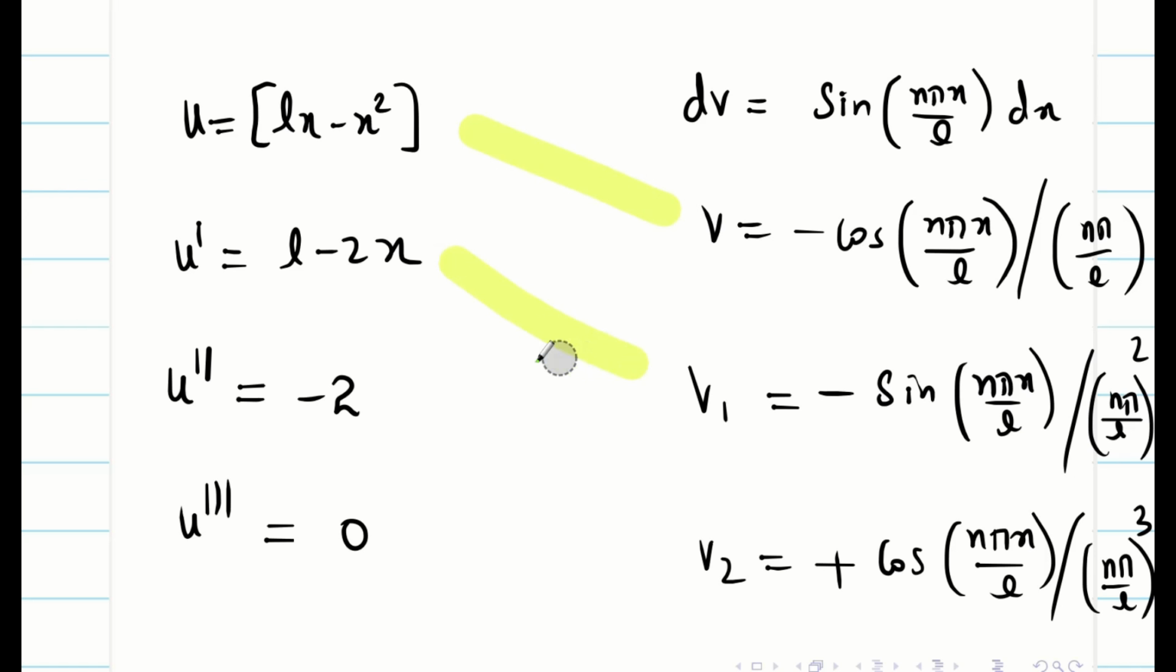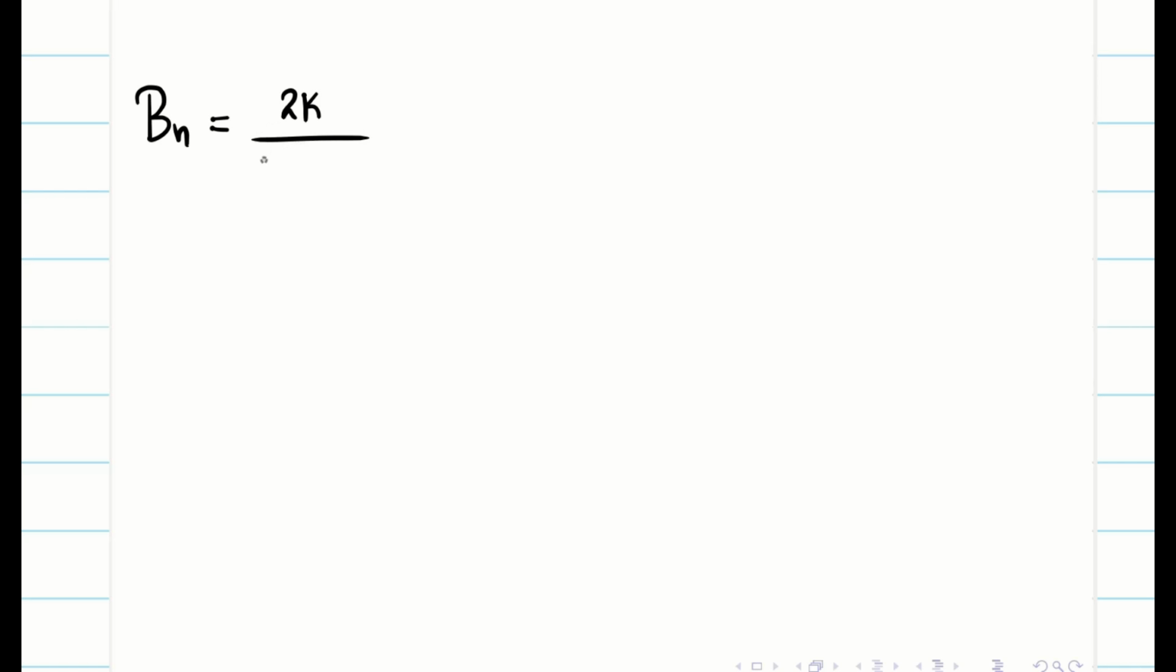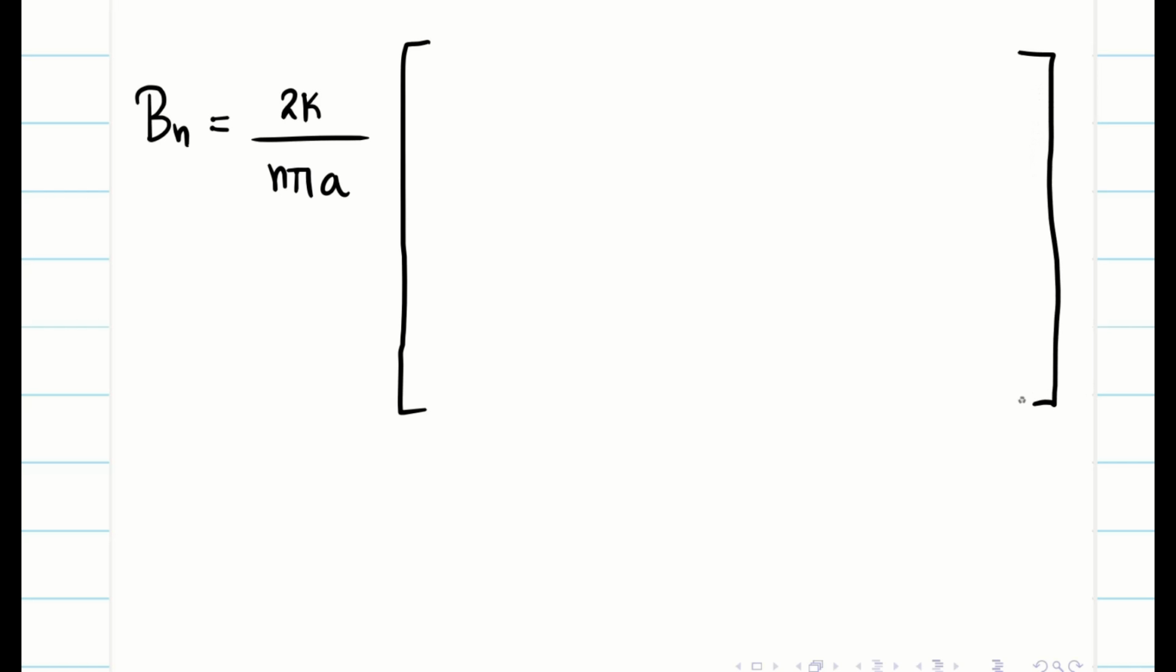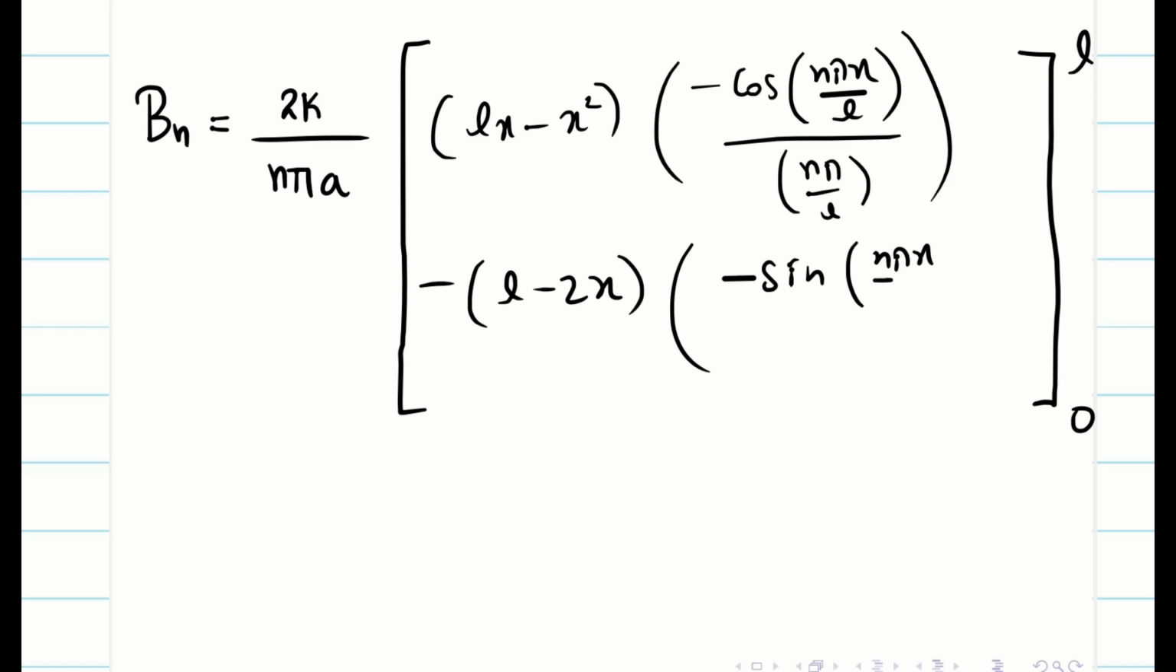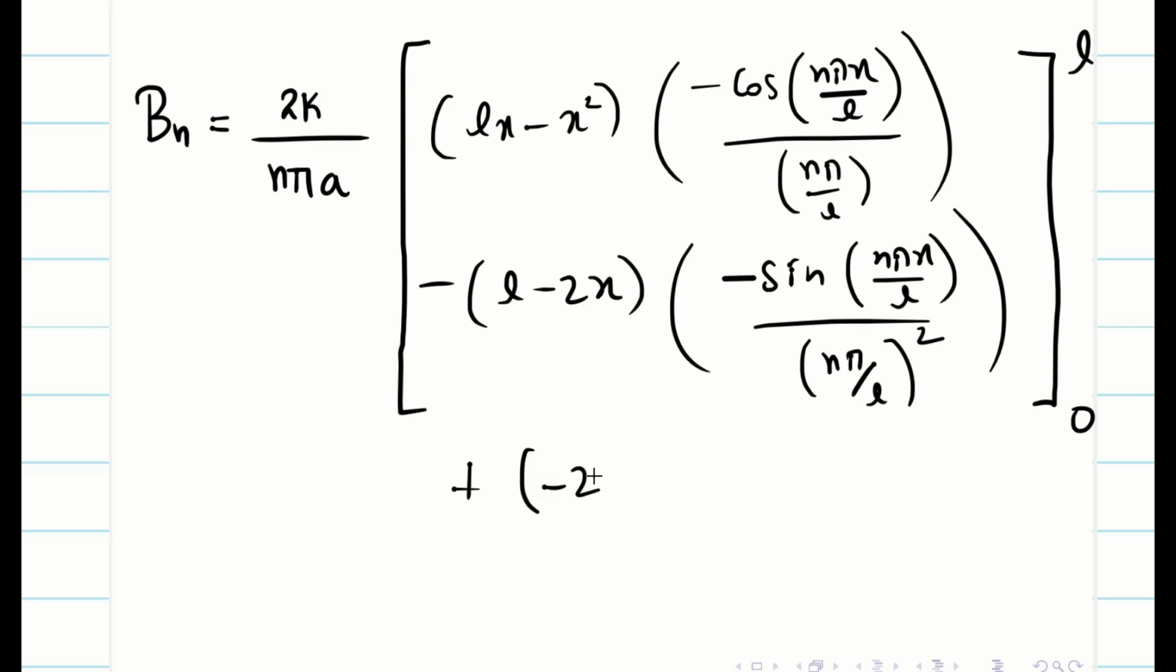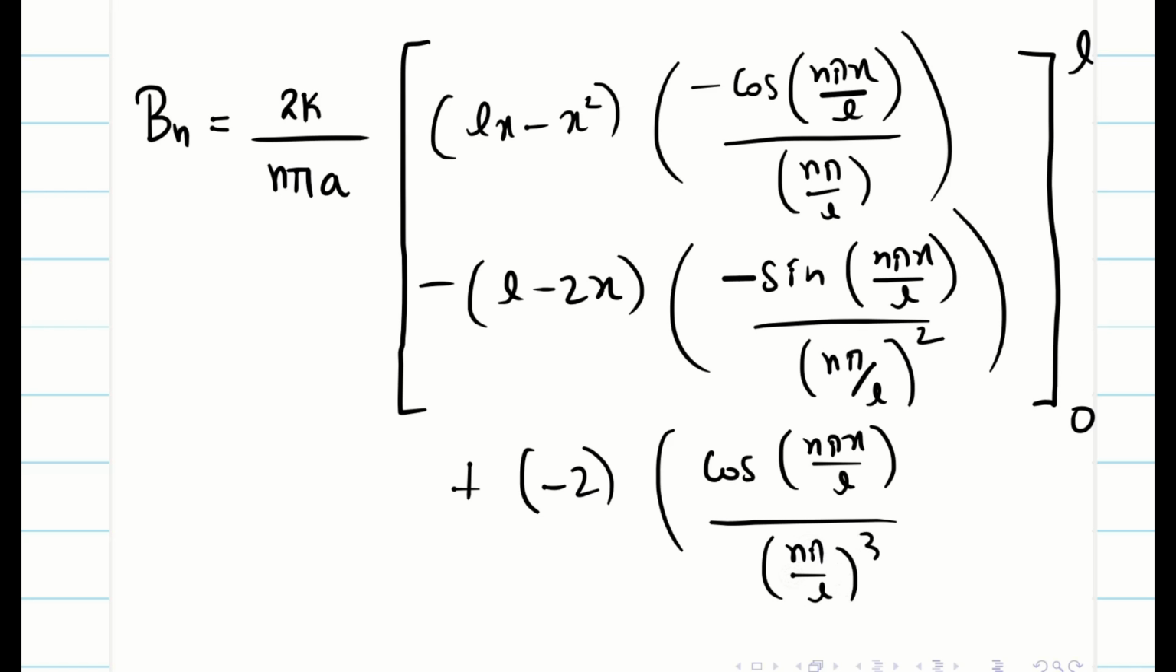Now mapping uv, u′v1, u″v2 and substituting, we'll be getting the answer. Capital Bn is equal to 2k divided by nπa, and we have to put the big bracket to tally this. My limit is 0 to L. (Lx − x²)(−cos(nπx/L) divided by (nπ/L)) − (L − 2x)(−sin(nπx/L) divided by (nπ/L) whole square) + (−2)(cos(nπx/L) divided by (nπ/L) whole cube).